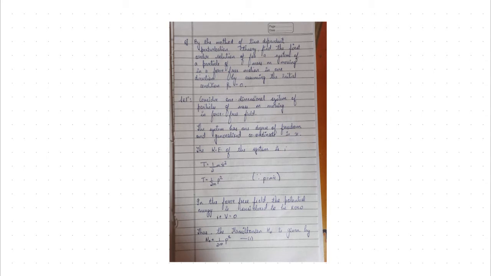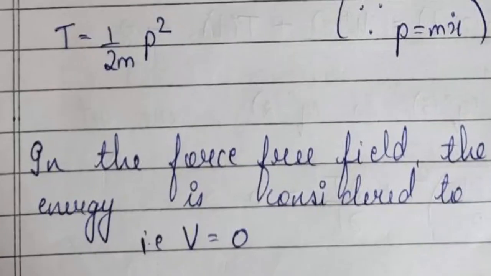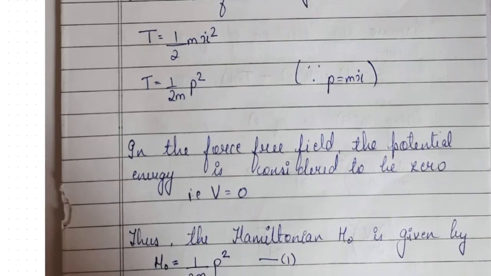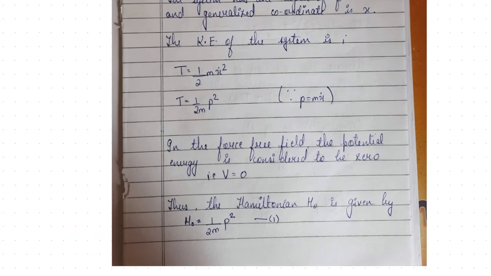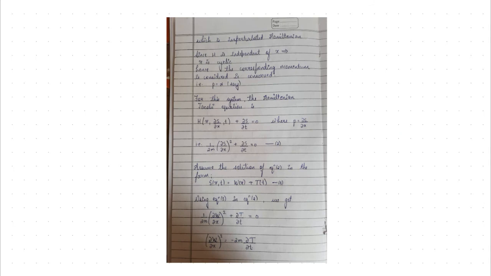Plus we also know that in a force free field the potential energy is obviously considered to be zero, right? So our potential energy would be zero. So thus the Hamiltonian H naught is given by, you know that the Hamiltonian is equal to kinetic energy plus potential energy, in a force free field. So here the kinetic energy is given by this, potential energy is given by this. We will add both the quantities and we will get the Hamiltonian H naught, which is H naught is equal to 1 by 2m p square. This is equation number 1. Okay. Up till here we have just found the value of the Hamiltonian.